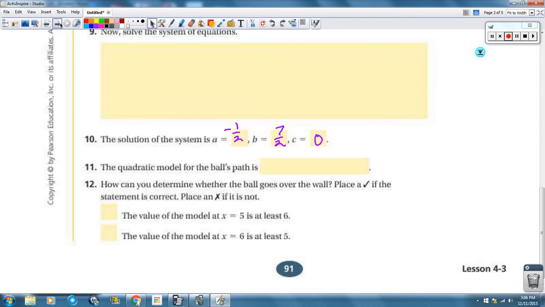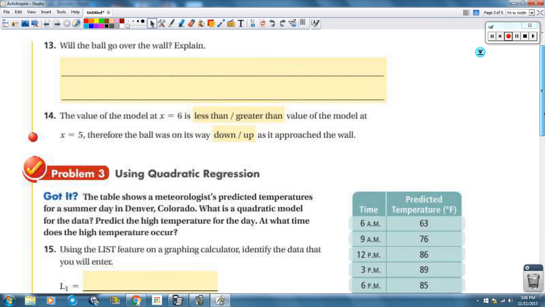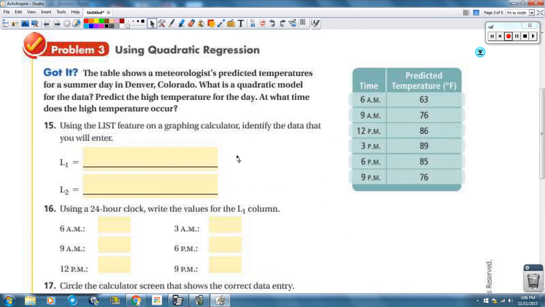Okay, I'm going to turn this back, and so we're going to go one more page. And then this is actually doing the quadratic regression. So this is answering the questions. And again, we can talk about that later in class. So this one, they want you to do the list. It's a meteorologist predicted temperatures for a summer day in Denver, Colorado. Okay, and this is actually about right. There's no humidity or very little. What is a quadratic model for the data? Predict the high temperature for the day, and at what time does the high temperature occur?